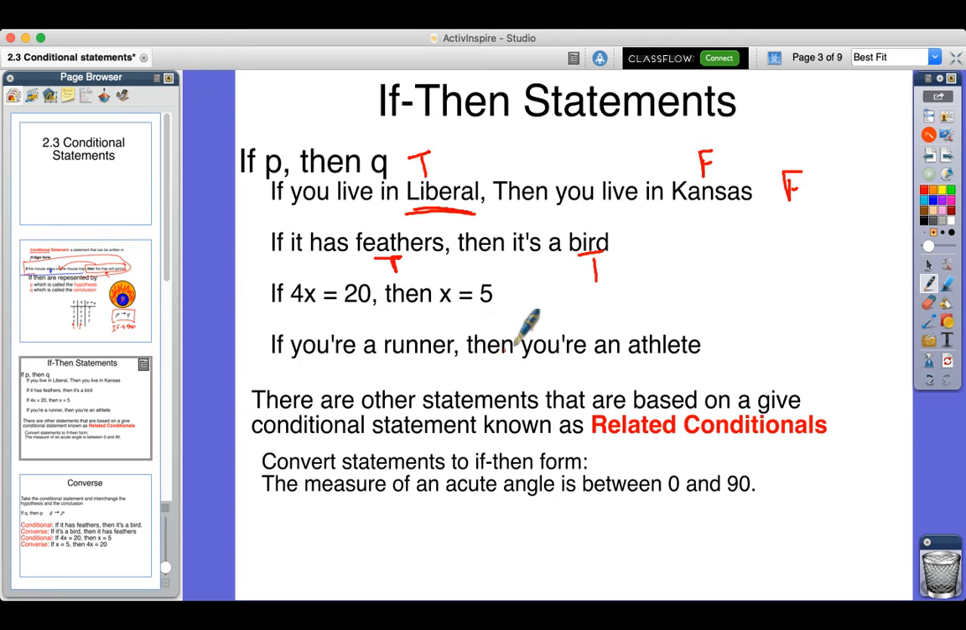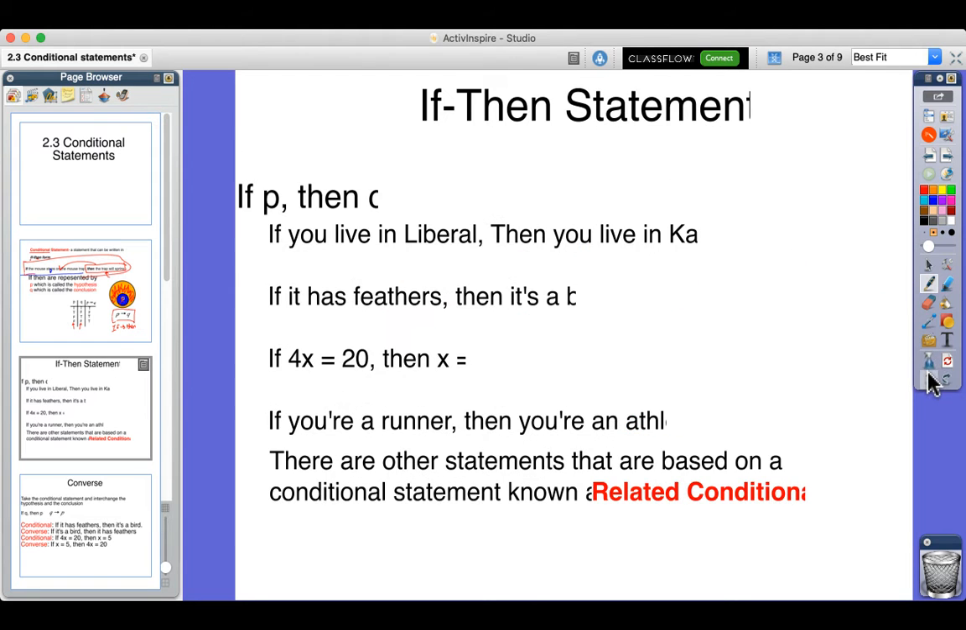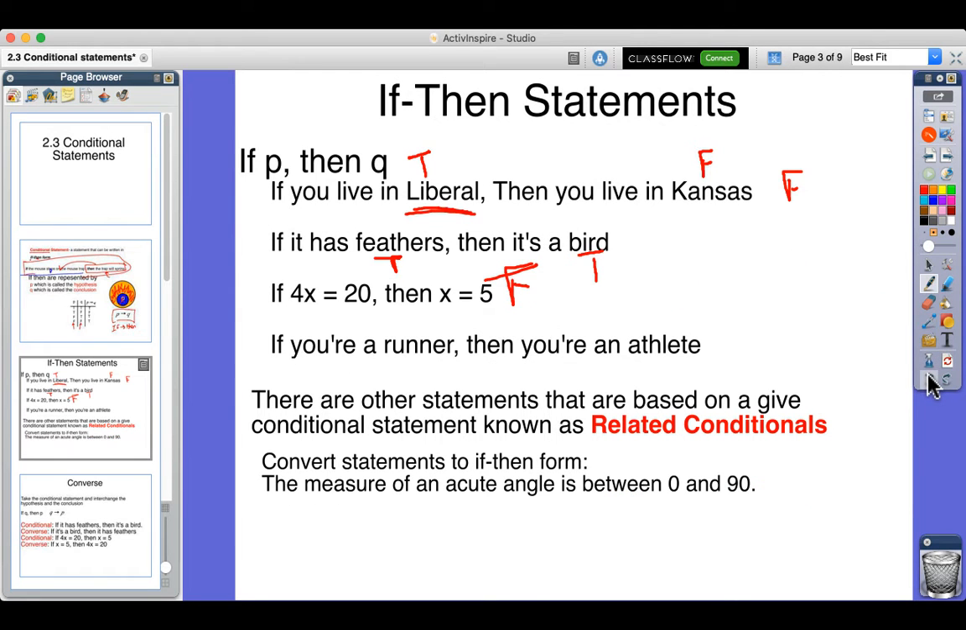And here's one related more to math. If 4x equals 20, then x equals 5. Is this a true statement? Yes, it is true. I put false by accident. Sorry, y'all. Let's erase that. It is a true statement.